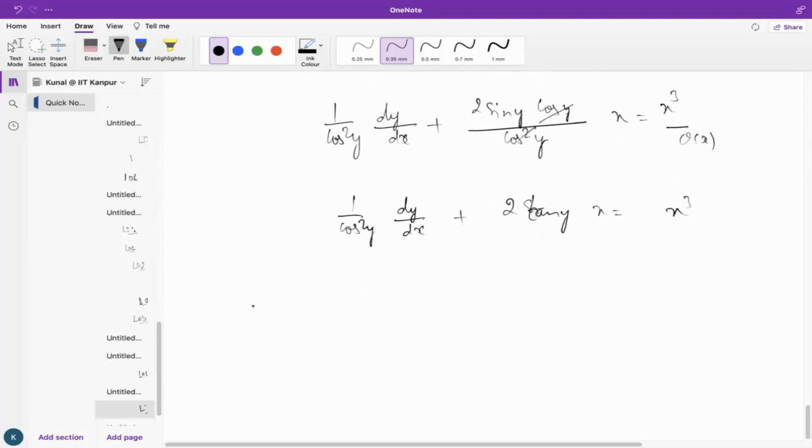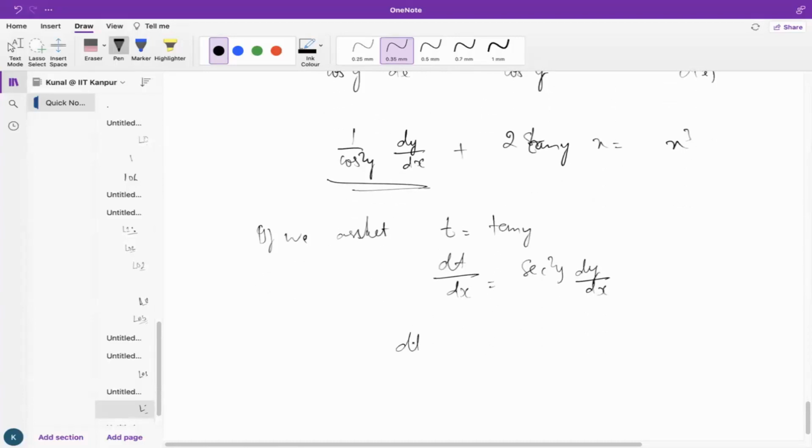If we assume, or let, t is equal to tan y, and we differentiate with respect to x, then dt by dx is nothing but sec square y dy by dx. That means this whole term we can write in the form of dt by dx.